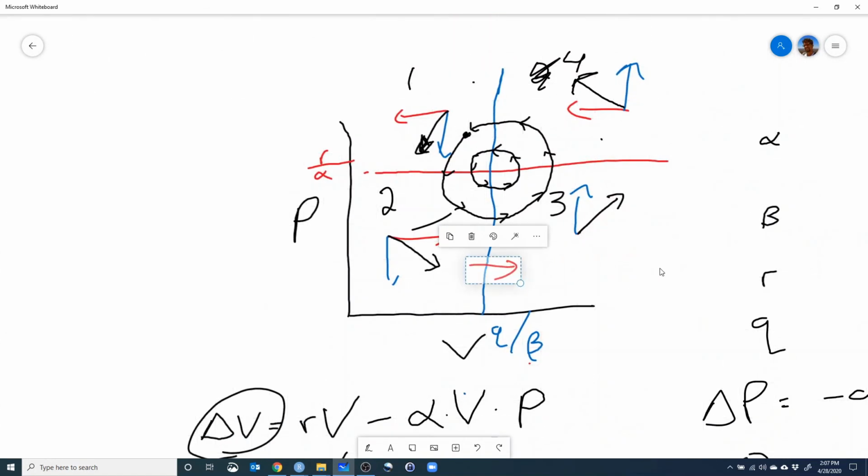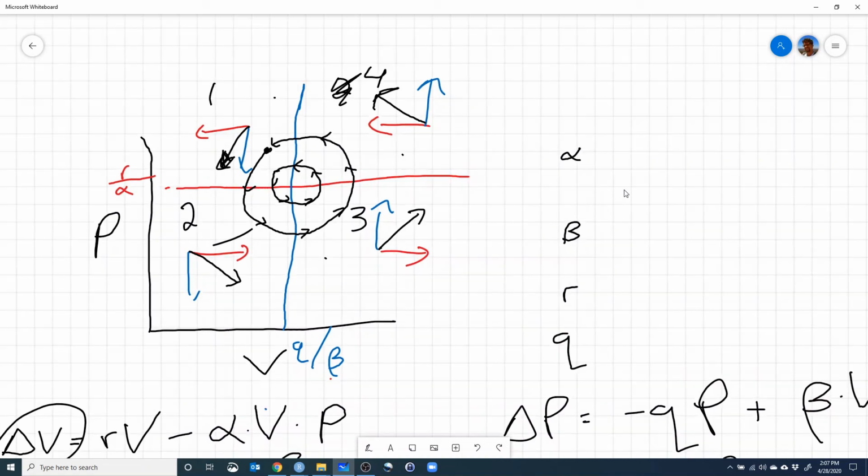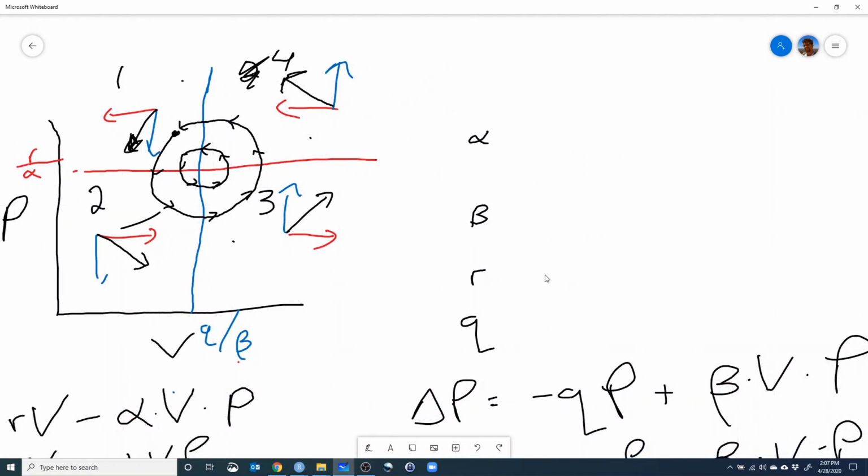We can just take the parameters. I don't know how I moved that arrow. It's funny. So there we go. I think that's where it was. We can take these parameters and compute what the isoclines should be. So if we know alpha and we know R, we can compute the victim isocline. If we know beta and we know Q, we can compute the predator isocline.